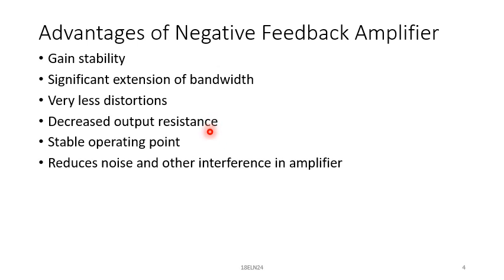Then there will be a reduction in the output resistance of an amplifier. The next point is a stable operating point. The operating point of a transistor or a biasing network will be stabilized. Then noise and other interference in amplifiers are reduced. So these are the advantages of negative feedback amplifiers.